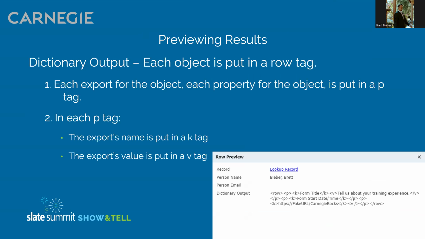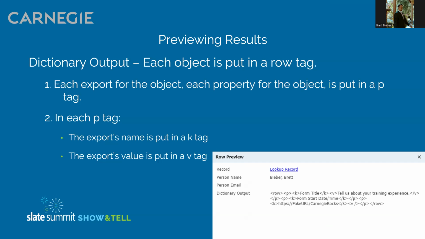So when we preview these results, and we can take a look here on the right-hand side, we're going to see that there's quite a bit of tags that open and close. So the actual definition of this dictionary output, and really what it's doing, is with the dictionary output, each object is put in a row tag, and for each export for the object, each property for the object is put into a p tag. And within each p tag, the export's name is put in a k tag, and the export's value is put in a v tag.